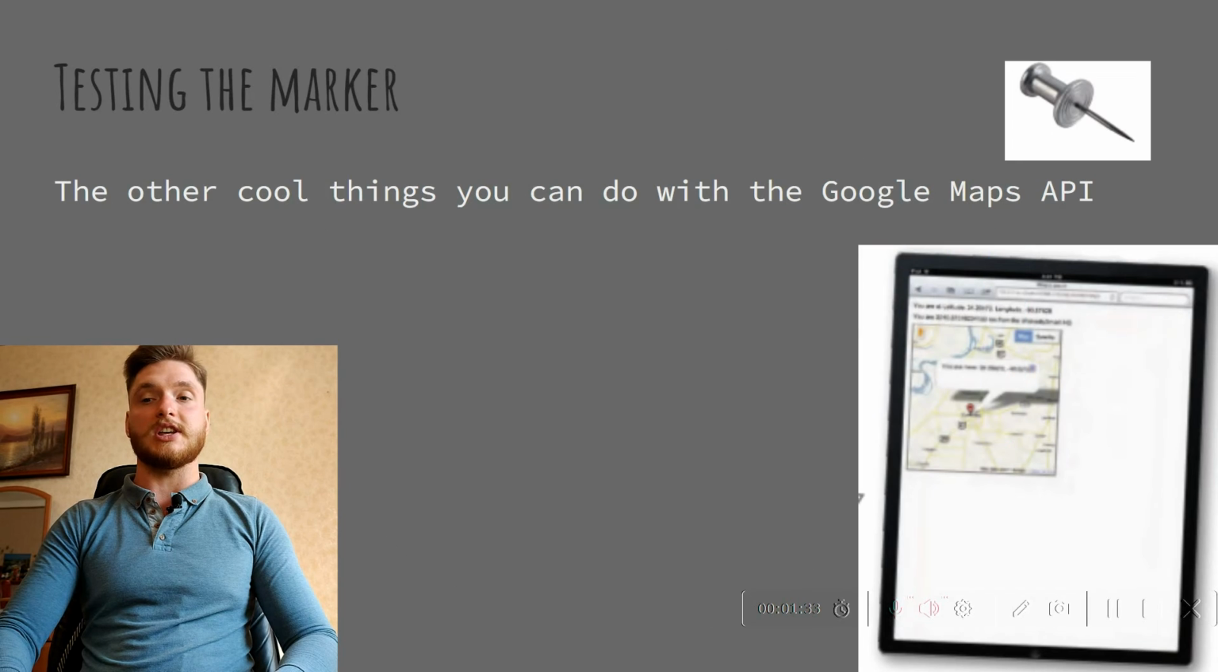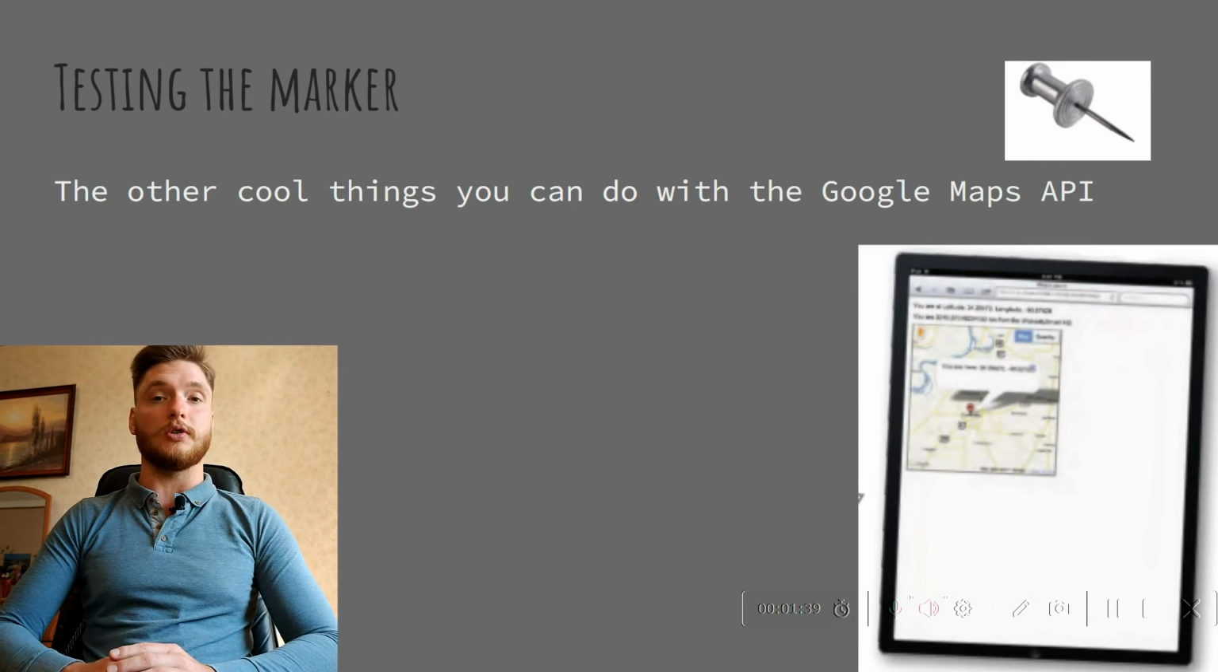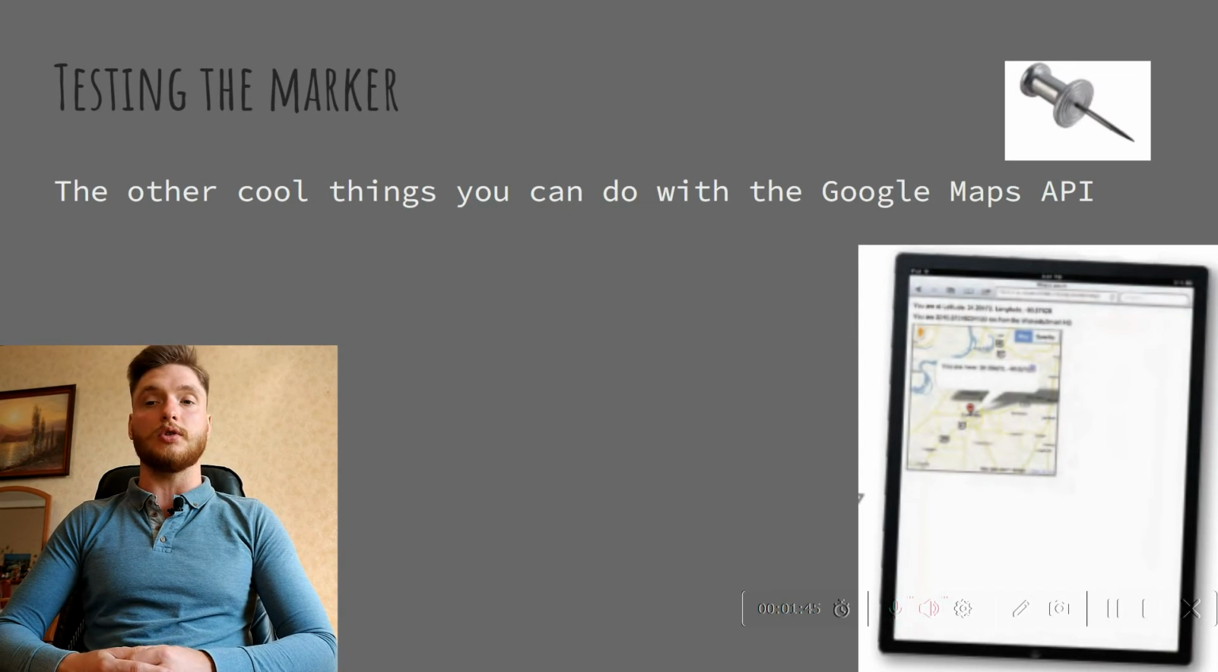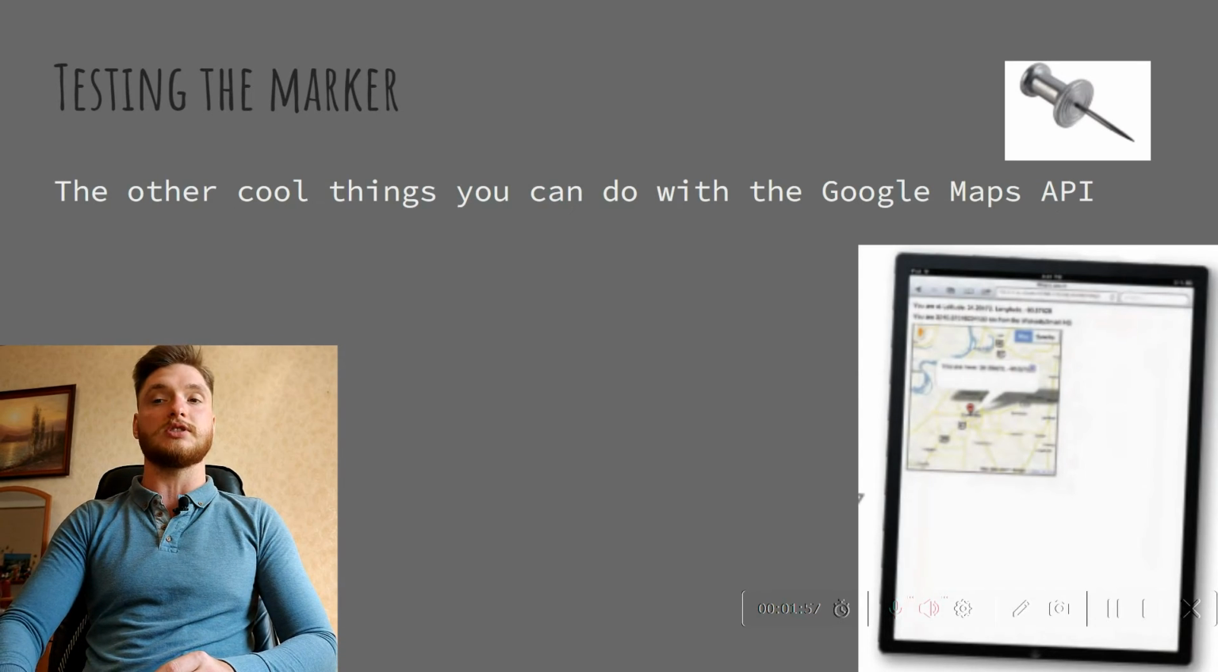So, the other cool things you can do with Google Maps. We've only scratched the surface of what you can do with the Google Maps API, and this API is way beyond the scope of this book. You're well on your way to being able to tackle it on your own. Here are some things you can consider using it for and some pointers to where to start.